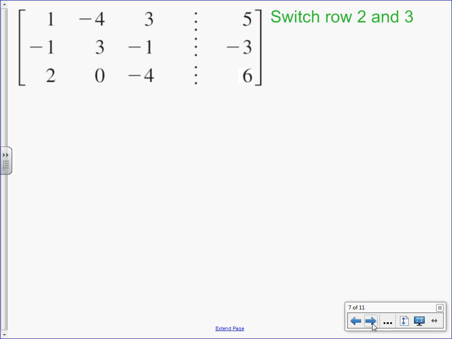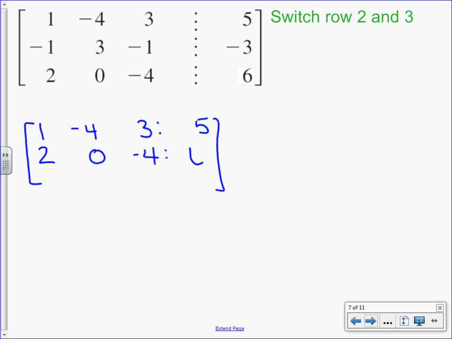The first thing I want to do is switch row 2 and row 3. So row 1 gets to stay the same, right? So I can write 1, -4, 3, 5. Then what would I write? Good. All of row 2 just gets moved up. And then my new row 3 is now... Okay. So now we've switched row 2 and 3.